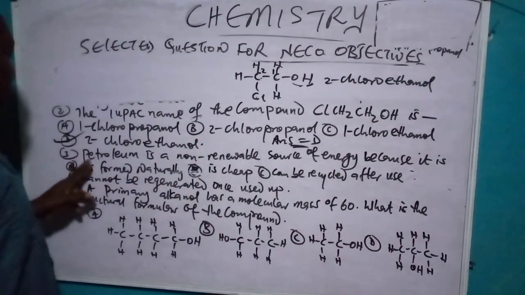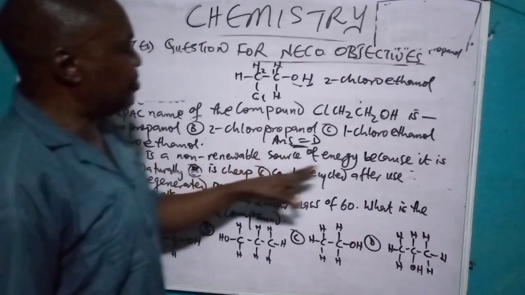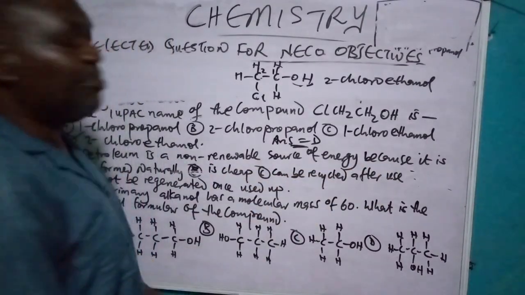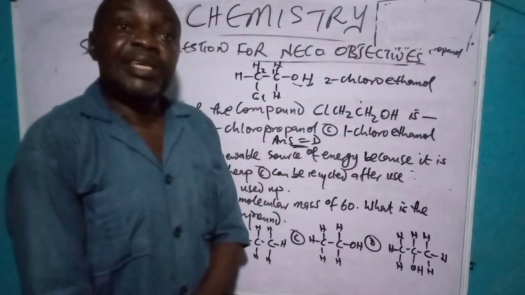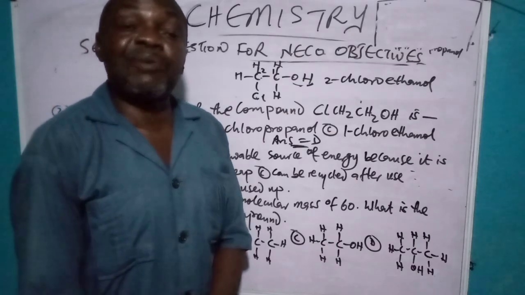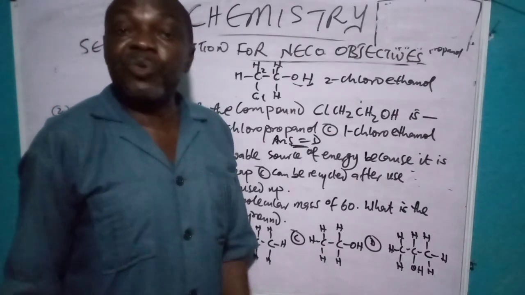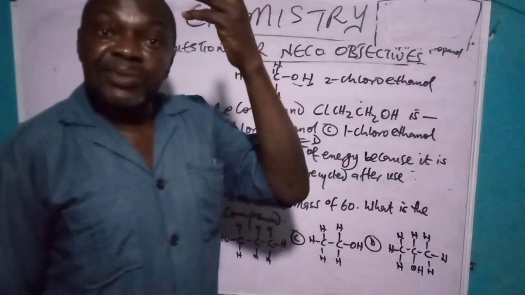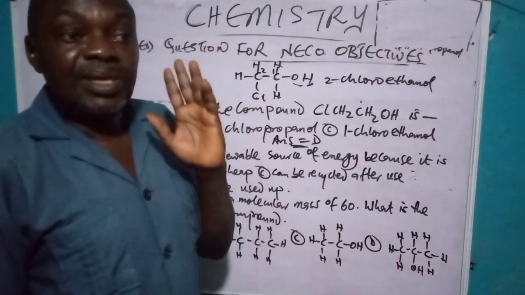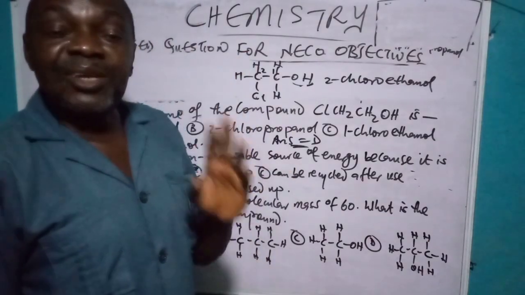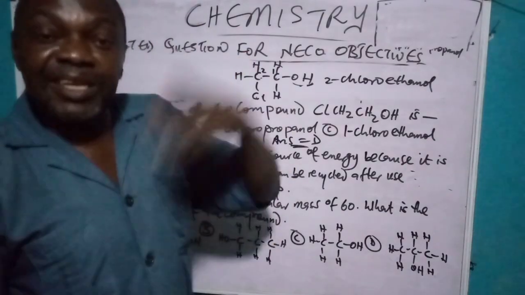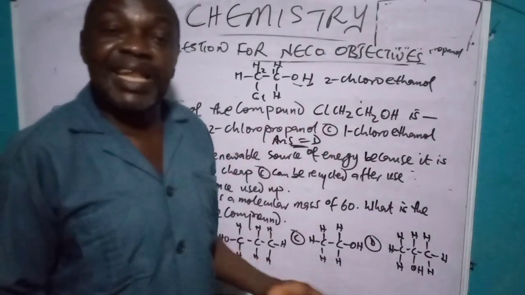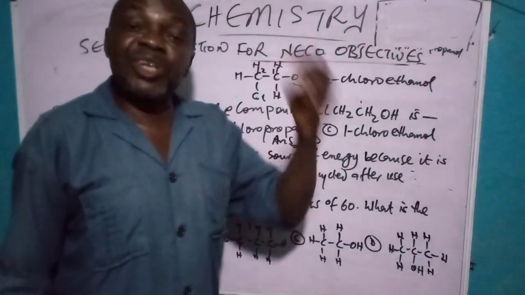Then let's go to number 3. Petroleum is a non-renewable source of energy because, remember, there are renewable sources of energy. There are those energy sources that will last forever. Examples are wind, the sun, water. Those are renewable sources of energy. They continue to live and live and live. We come to this life, we live this life, they still remain there. So those are renewable sources of energy.